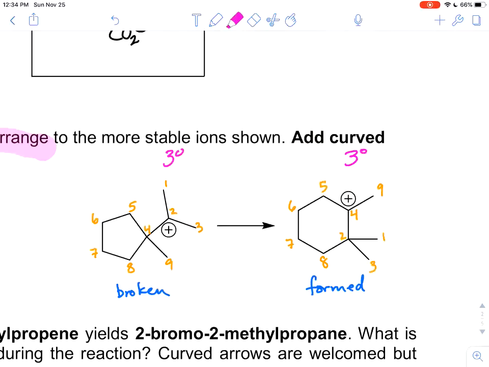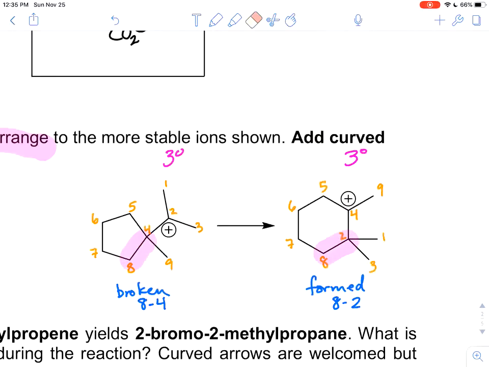We can see here that, let's see, the main difference. Okay, the main difference here is in the starting material, there's a bond between 4 and 8. No more bond between 4 and 8 in the products. What we do have now that is different is now we have a bond between 8 and 2. So we need to specifically break the 8-4 bond and form the 8-2 bond.